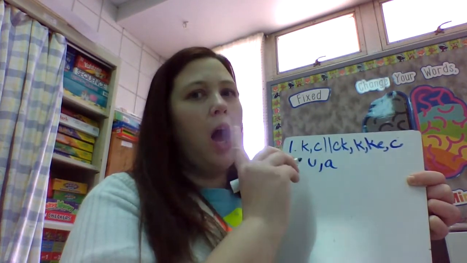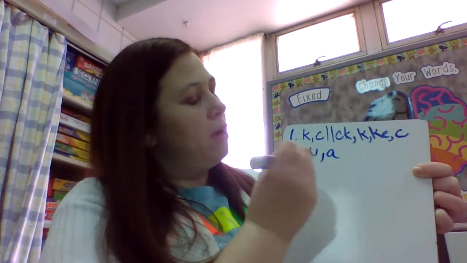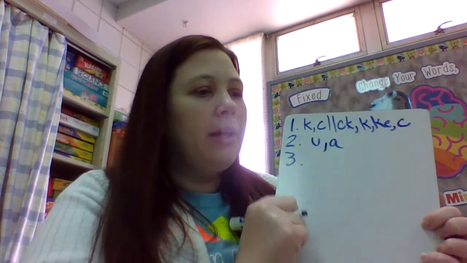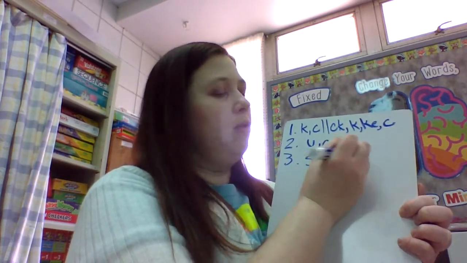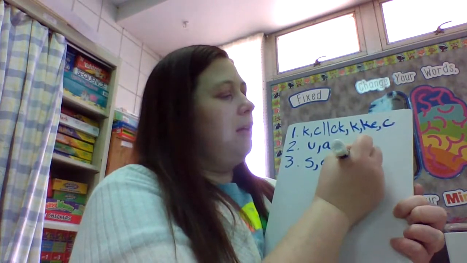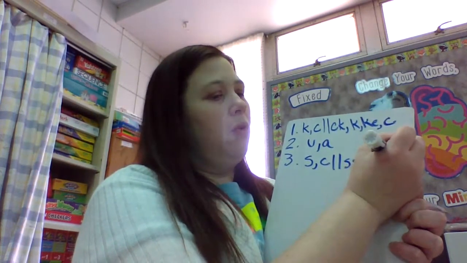All right, number 2, we have the schwa, and we can make that with a U or an A. Remember that schwa A we learned about? All right, number 3 is S. It has a few different ways too. We can spell that with S or C as a beginning sound, or as a final sound, SS, SE, or CE.